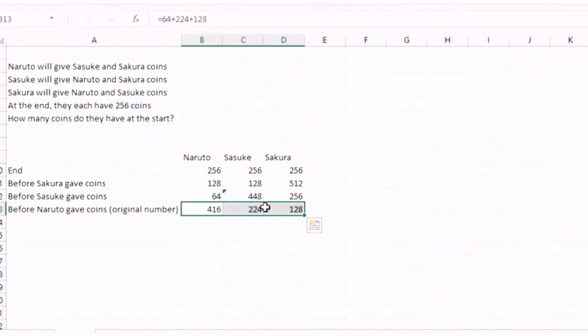As you can see in the Excel, Naruto has 416, Sasuke has 224, and Sakura has 128. How many coins did they have at the start? So our conclusion is Naruto has 416, Sasuke has 224, and Sakura has 128 at the start.